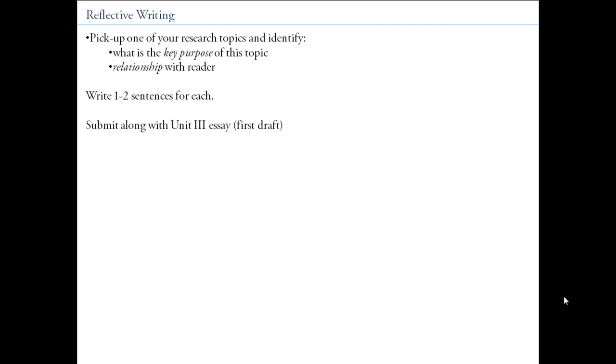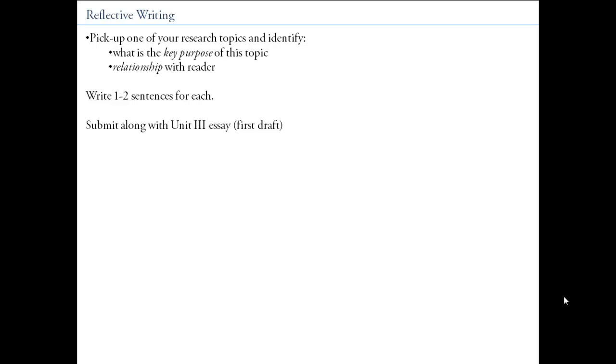This is a small piece of reflective writing. You don't need to submit it this week. You can submit it along with your Unit 3 essay, but it's important that you know the answers to these questions before you start writing your Unit 3 essay. So I would urge you to respond to these questions, but for logistic purposes, submit it along with your Unit 3 essay. One is, what is the key purpose of the topic that you're writing your research paper on, which is what is your central research question, basically.